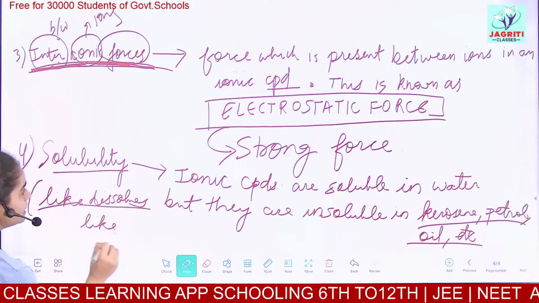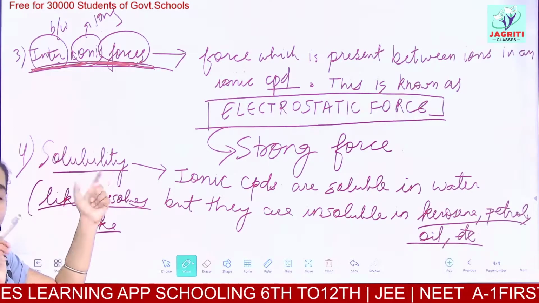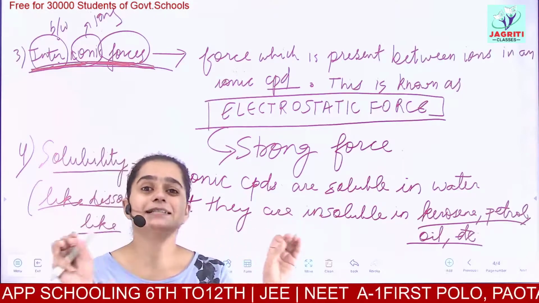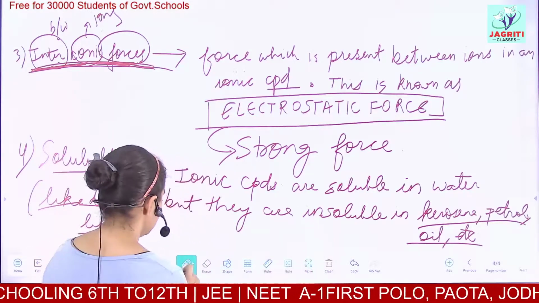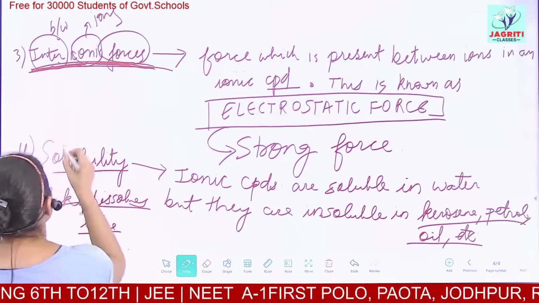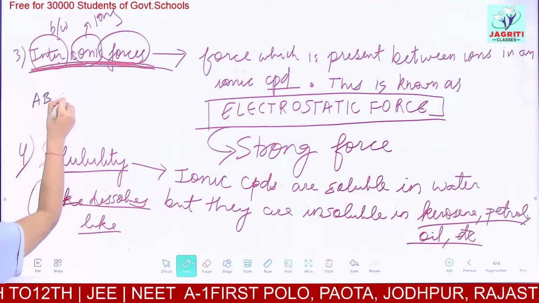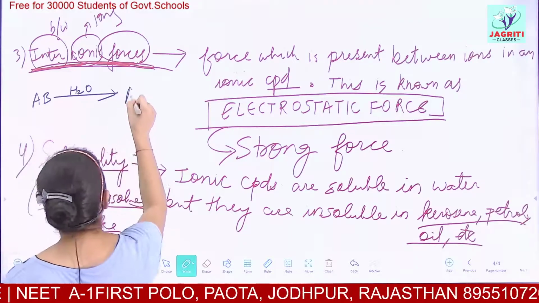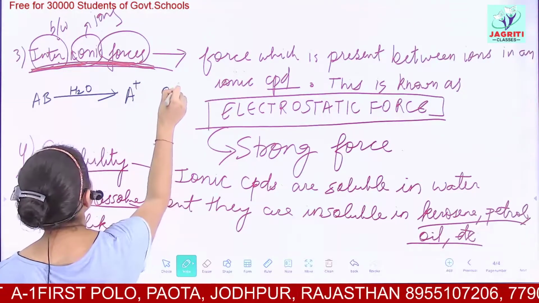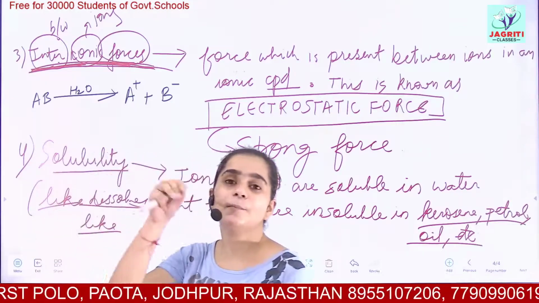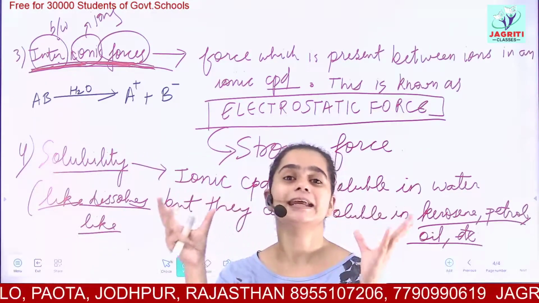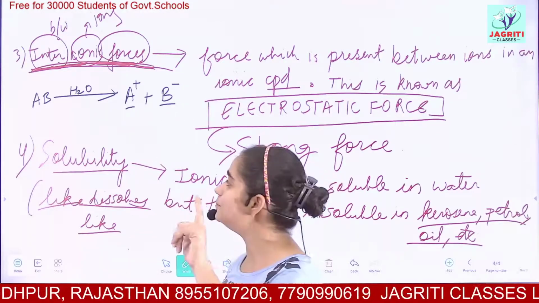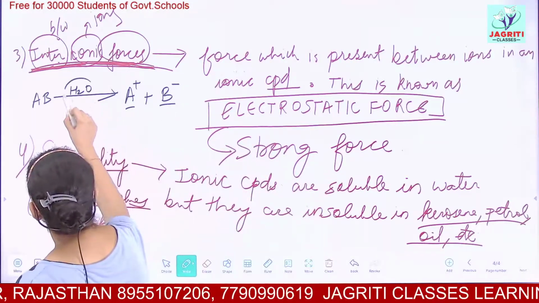What does this mean? That ionic compounds are made up of ions. When we dissolve an ionic compound in water, it gets dissociated into ions. Let's suppose I take an ionic compound AB. If I dissolve it in water, what will I get? I would get A plus and B minus. Whenever an ionic compound is dissolved in water, it will break into its ions, and the ions obtained are A positive and B negative.